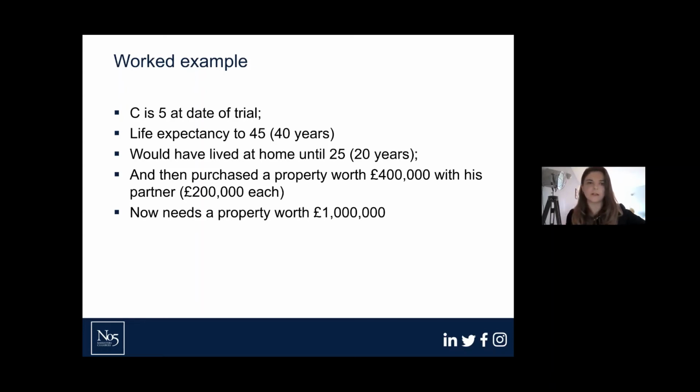The scenario here is very unlikely, but let's go with it. So the claimant's 5 at the date of trial. Let's take a brain injury case, for example. A life expectancy to 45, say 40 years, would have lived at home for another 20 years, and so until they're 25, and then purchased a property worth £400,000 at the age of 25. So £200,000 put in by the claimant, and £200,000 by his partner, and now needs a property worth £1 million. And in effect, the question is, well, how do we deal with that? And how do we also deal, coming on slightly later, with if they would have purchased 2 properties?